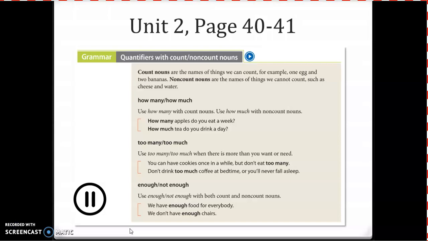Okay, so let's take a look at this briefly before we look at this in depth. Count nouns, also known as countable nouns, are the names of things we can count. For example, 1 egg and 2 bananas. Non-count nouns, also known as uncountable nouns, are the names of things we cannot count, such as cheese and water. So when you paused the screen, you would have seen examples for using how many and how much, too many and too much, enough and not enough.